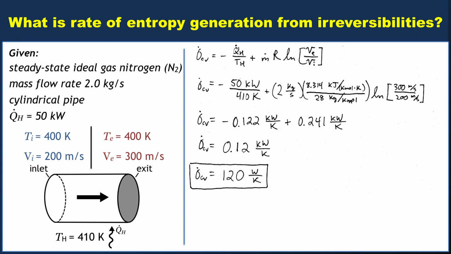So that is the rate at which entropy is being generated within our system, and it's a positive number, which is not surprising. Any real system with irreversibilities is going to lead to a positive value of sigma dot. You're absolutely prohibited from having a negative value of sigma dot.